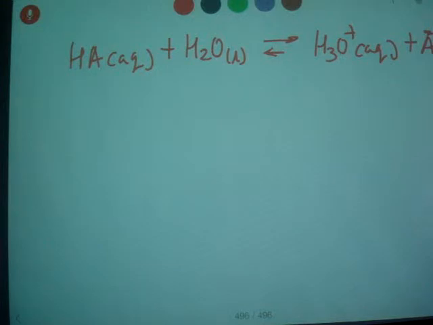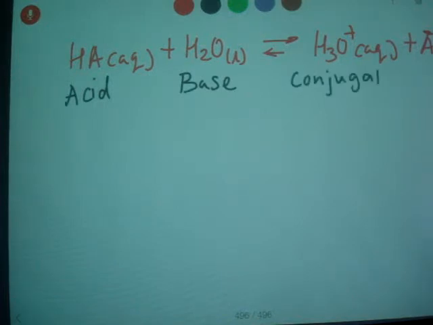Now you can see HA is acid, this is base, this is conjugate acid, this is conjugate base. So now let's define what is conjugate acid and what is conjugate base. So let's see about conjugate base.